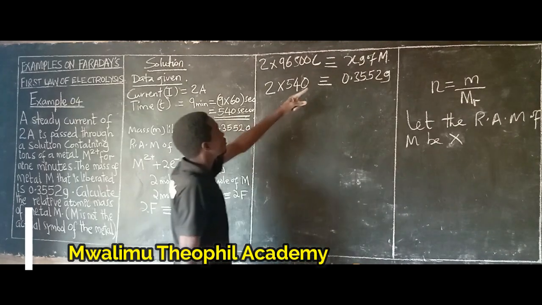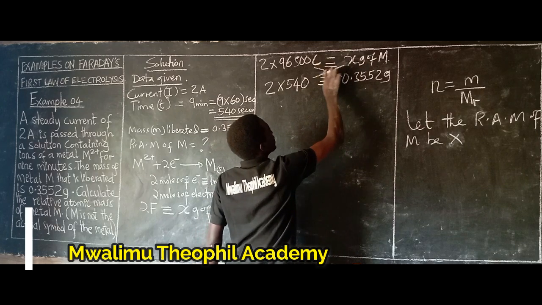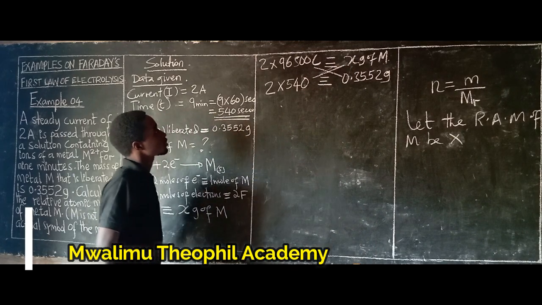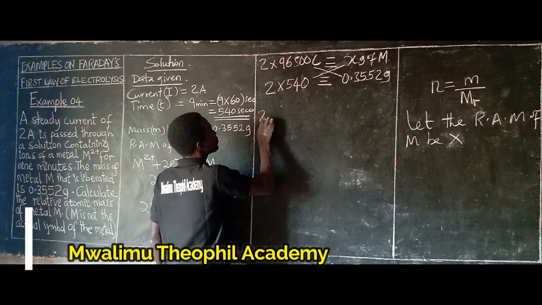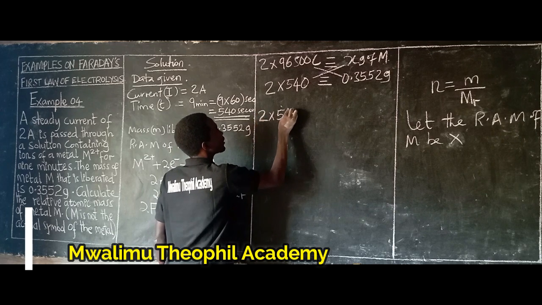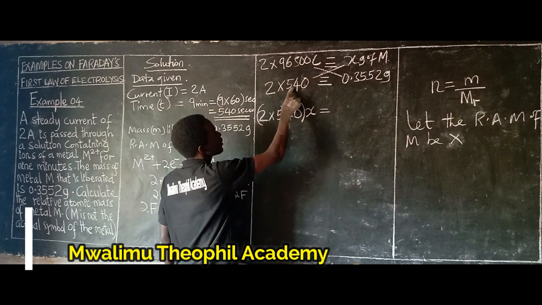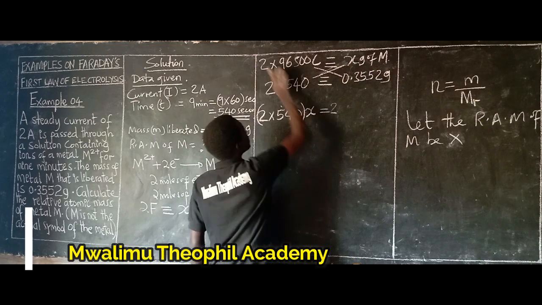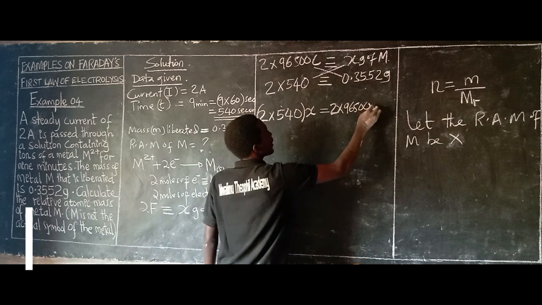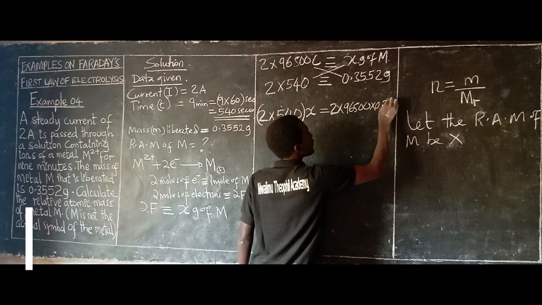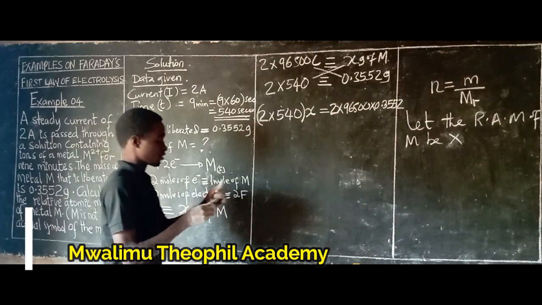Now what next, with these values we can solve the value of X. How do we do it? We cross multiply here. After cross multiplication, we can solve for the relative atomic mass of metal M, which is given there as X. Now we are going to take 2 times 540 times X is equal to 2 times 96,500 times this value of mass liberated, 0.3552.